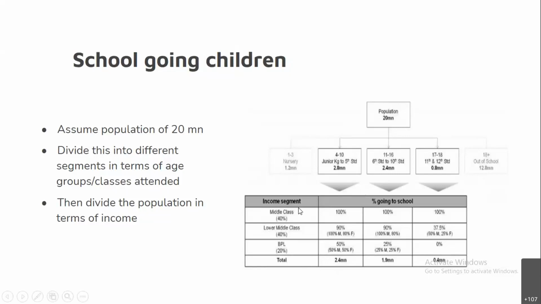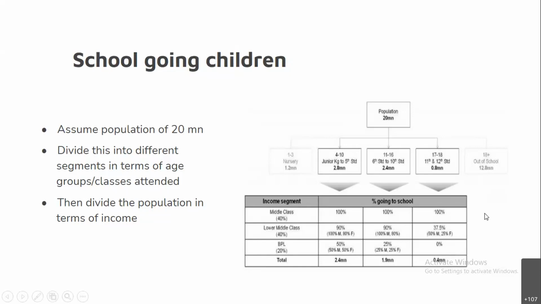Now in our category, we're going to take three segments: one is middle class, another is lower middle class, and another is below poverty line. So these are going to be the three different income segments that we take in this scenario. Now middle class people generally send their children to school throughout, because they think education is what matters, and since they can afford it, they send their children to school throughout. So we keep it as 100%.